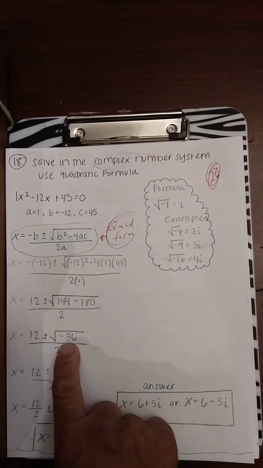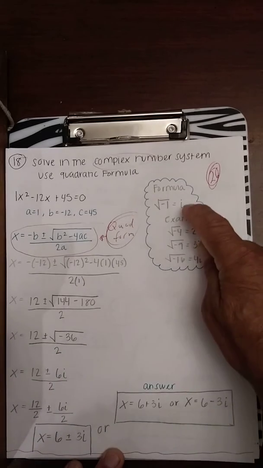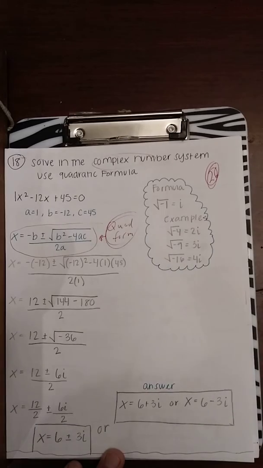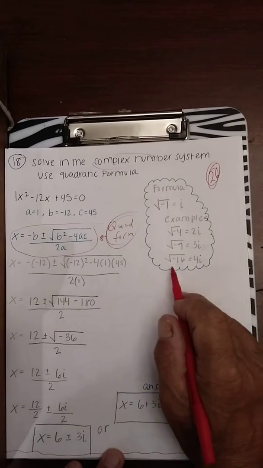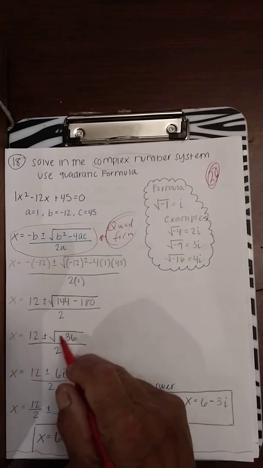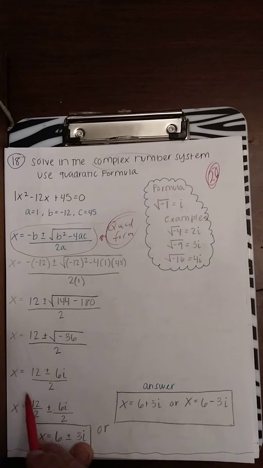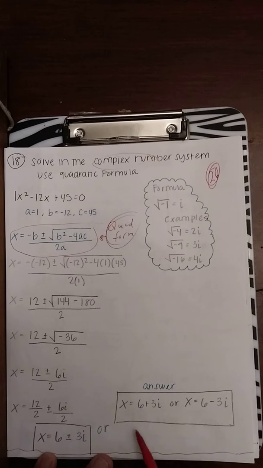But the square root of negative 36 is 6i, right here. Example: square root of negative 4 is 2i, negative 9 is 3i, negative 16 is 4i. So square root of negative 36 is 6i. Break it into two fractions. Divide this one, divide this one. So you have 6 plus or minus 3i: 6 plus 3i, or 6 minus 3i.